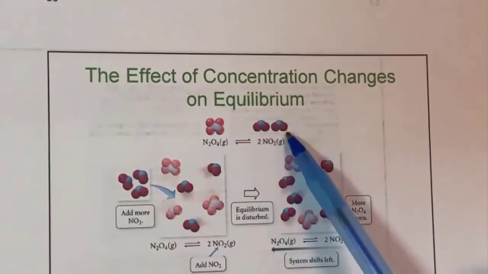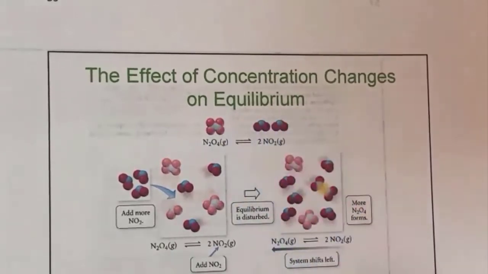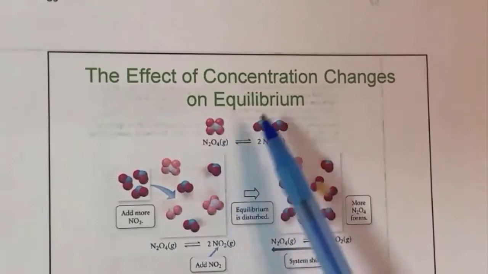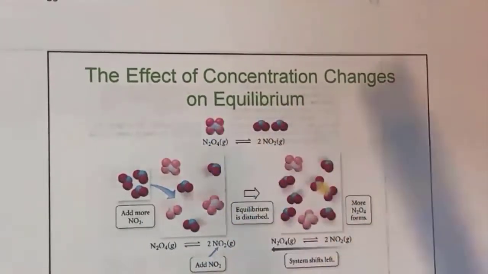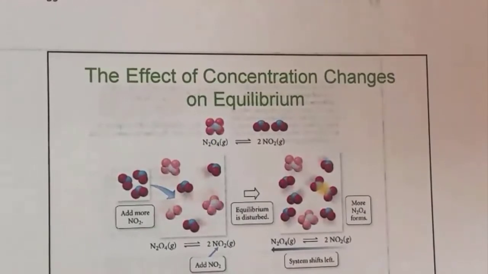So if you take away the product, it will shift to the right. Same thing, if you take away the reactant, it will shift to the left, because you don't have enough reactant and the system will try to make more of it. Are we all following so far?